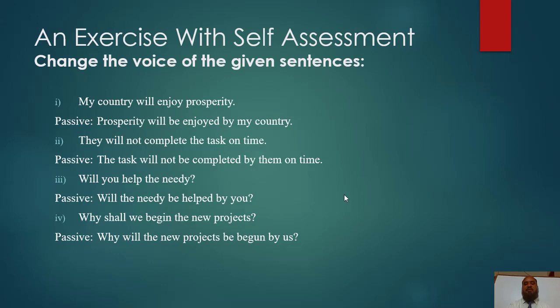Mark yourself. Sentence number 5 is, who will cut the rope? Write its passive in your notebook. Its passive is, by whom will the rope be cut? Mark yourself, please.